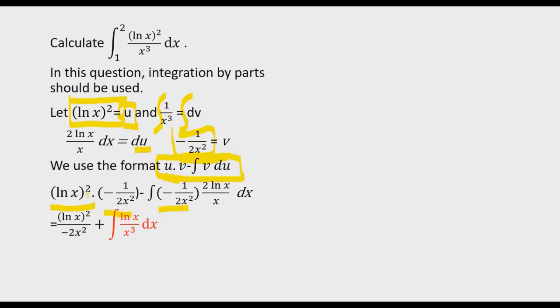So I just multiply this by this to simplify, and these two minuses make a plus, and this becomes (ln x)^2 over minus 2x^2 plus the integral of ln x over x^3 dx. So I now have to calculate this integral, solve this integral.